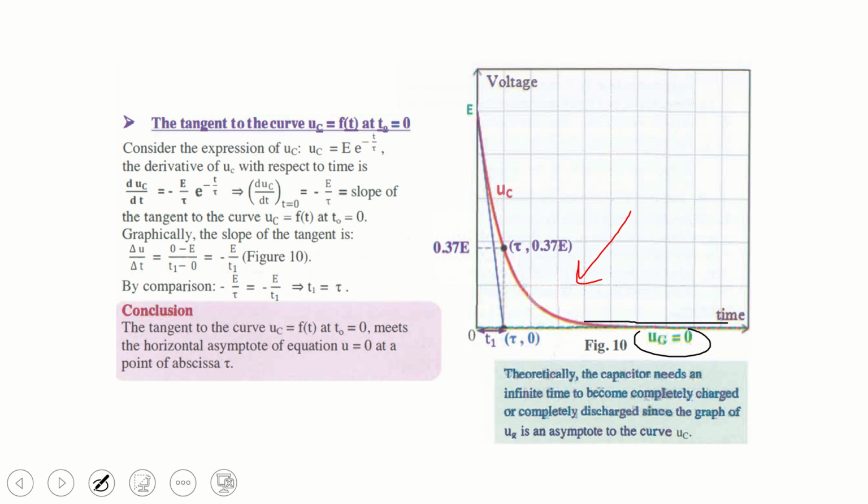Now, what about the tangent to the graph UC at t0 equals 0? It starts from E, since at t0 equals 0, the tangent is at this point. So this is the tangent to the graph of UC as a function of time. It cuts the asymptote UC equals 0 at a point t1. Let's verify that t1 equals tau.